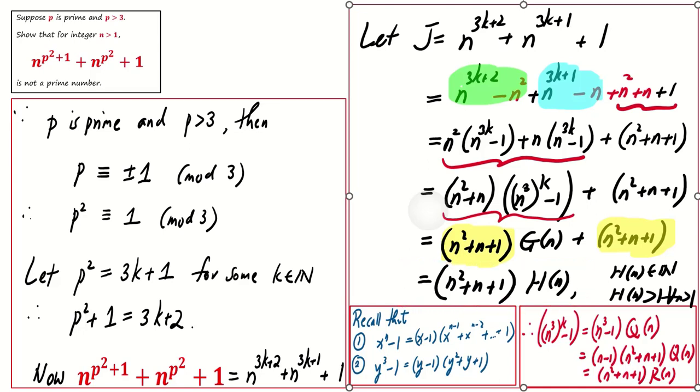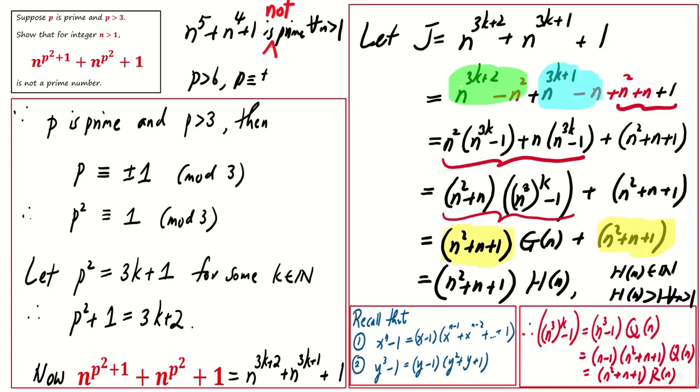I created this problem based on a question saying that n to the power of 5 plus n to the power of 4 plus 1 is not a prime number for any n greater than 1. And also, for any prime p greater than 6, it is congruent to plus or minus 1 mod 6. I combined these two results to create today's problem.